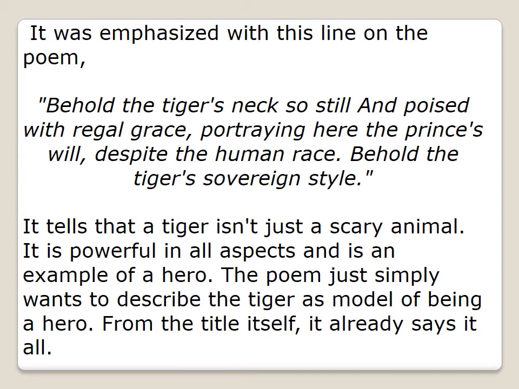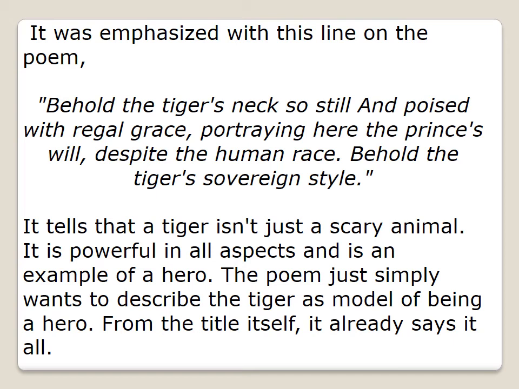One has to be careful and exercise control, because here is a beast, here is an animal that is so sure of itself, and yet it maintains a regal and poised and calm grace. And this is what humans should learn, how to maintain grace and poise and calm. It tells that a tiger isn't just a scary animal, it is powerful in all aspects and is an example of a hero. The poem simply wants to describe the tiger as a model of being a hero.